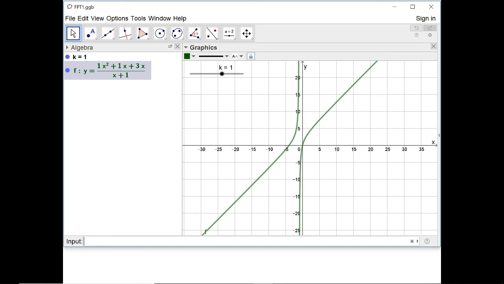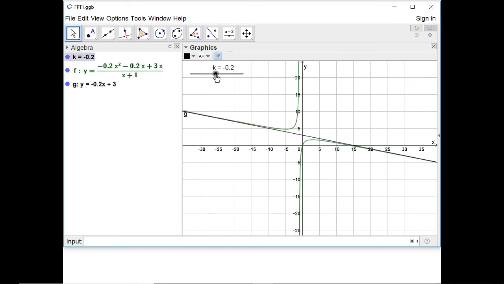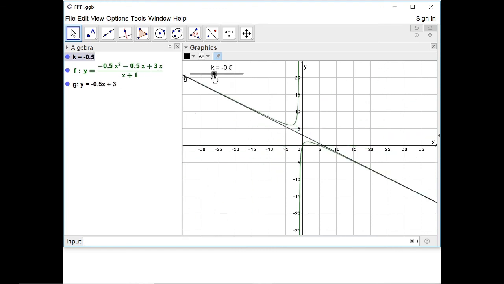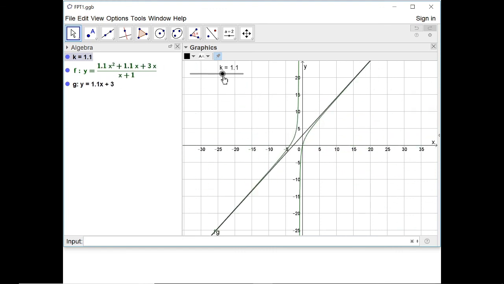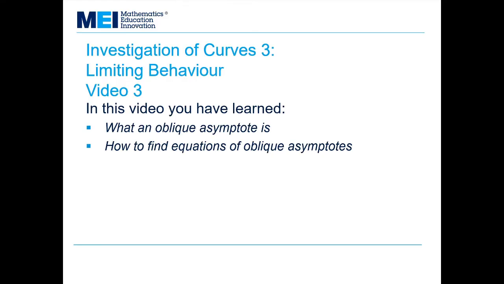Let's plot that onto our graph. So y equals kx plus 3, and there we are. I can now vary k, and I can see that I've got this oblique asymptote to my function. In this video, you've learned what an oblique asymptote is and how to find equations of oblique asymptotes.